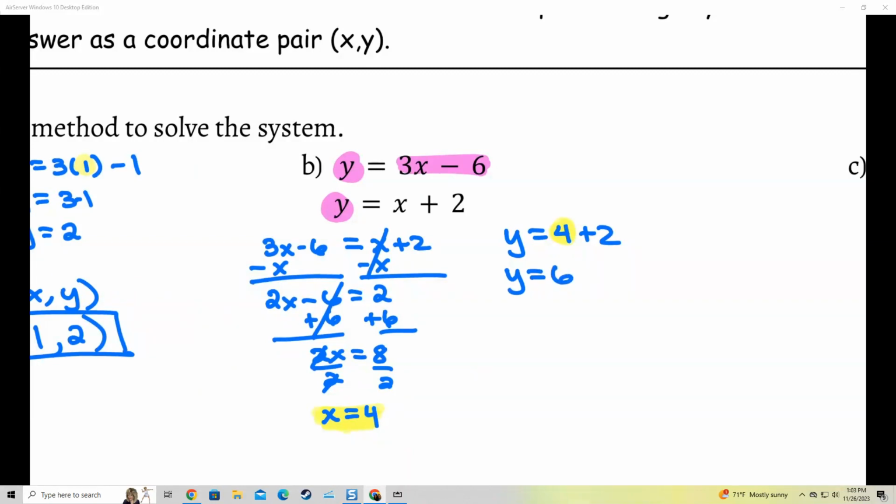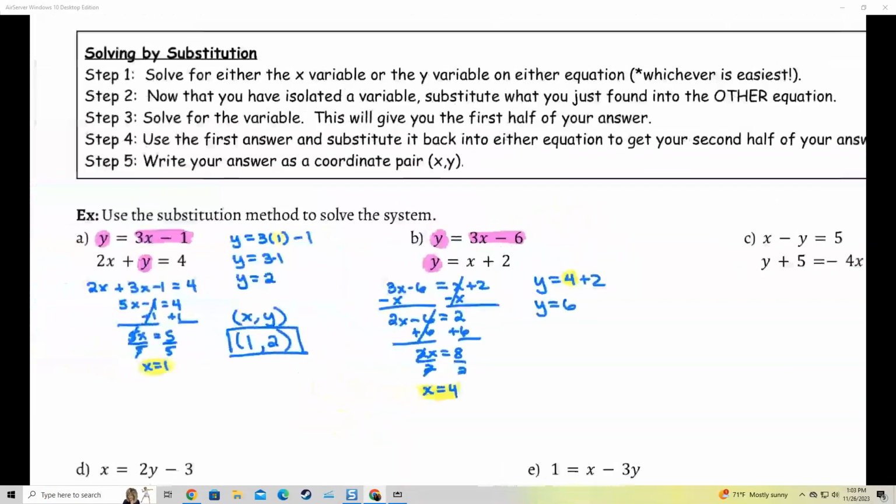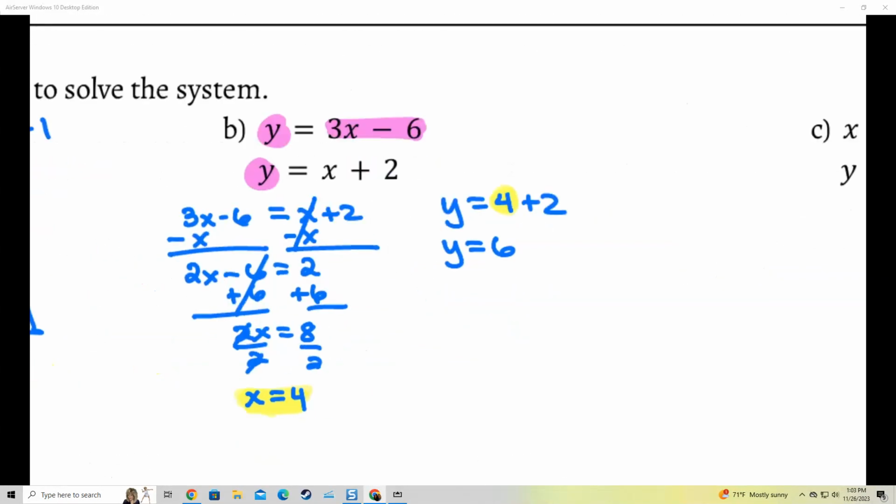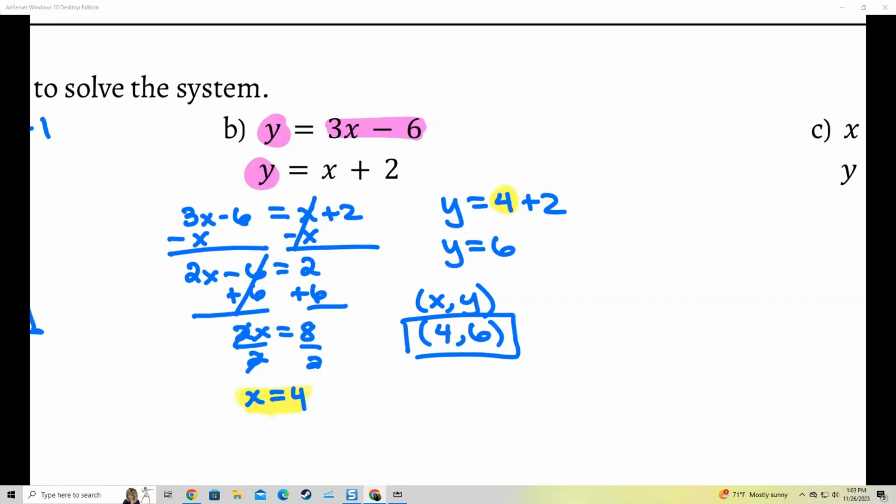And I'm going to go ahead and write. So step 4 is done. I got my second half of my answer. I know the second half is going to be 6. Now I just need to write it as an ordered pair, which was x comma y, which in this case is going to be 4 comma 6. And this is the solution to my system.